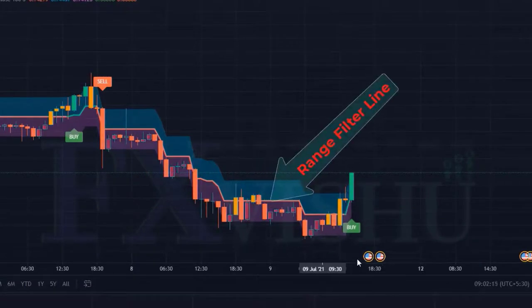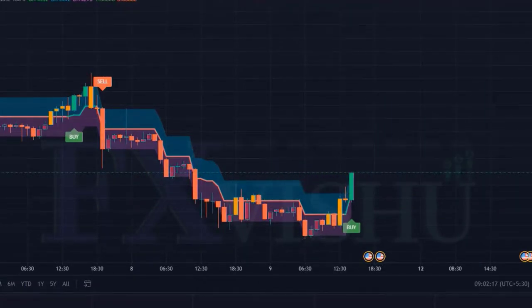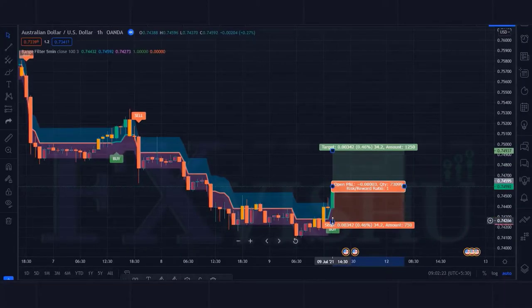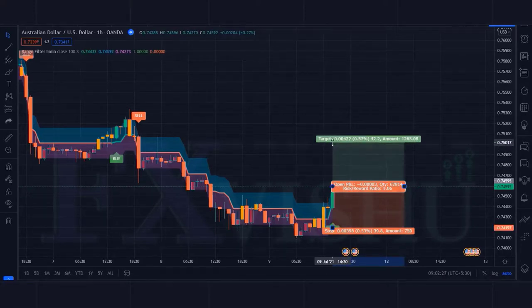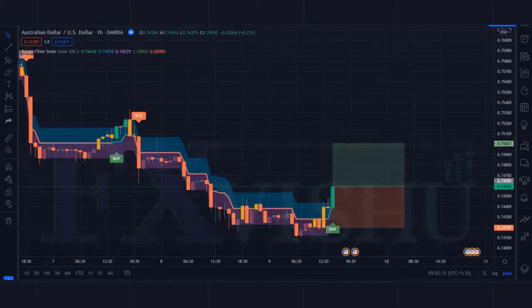Here the range filter line is of red color, so the market is in a downtrend. And the market has given a buy signal, so we will place a buy order. Our stop loss will remain below the low range target area. Our risk-reward ratio will be 1/1. Let's see what happens to our trade.